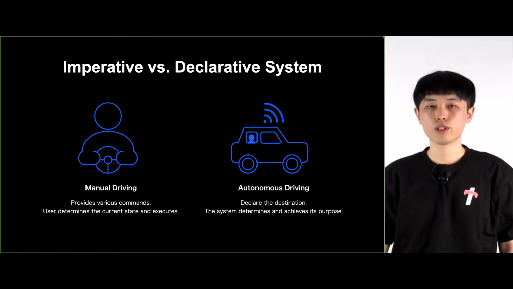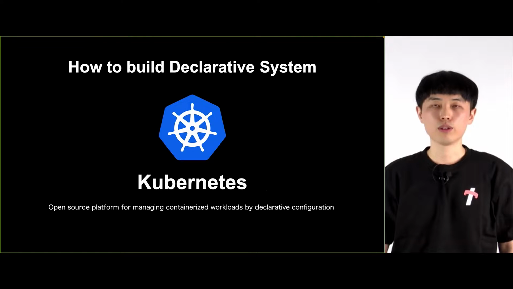In an imperative system, in order to achieve the target, the user makes the decision and executes commands. But in a declarative system, the user just declares the goal and the system makes the decisions and achieves the goal. So the declarative system minimizes the user intervention or the manager intervention so that you reduce the number and amount of judgment, determination, and commands. So how do you make such a declarative system?